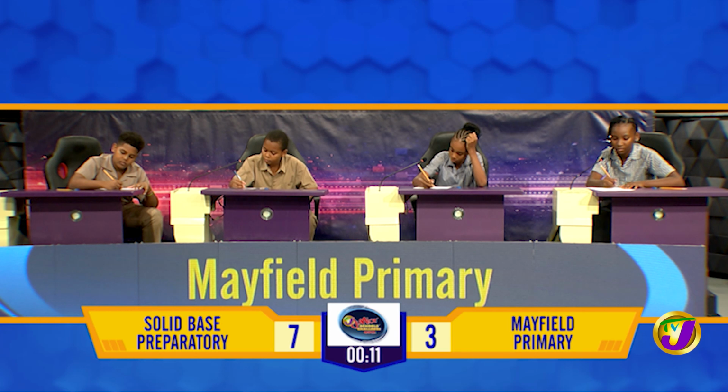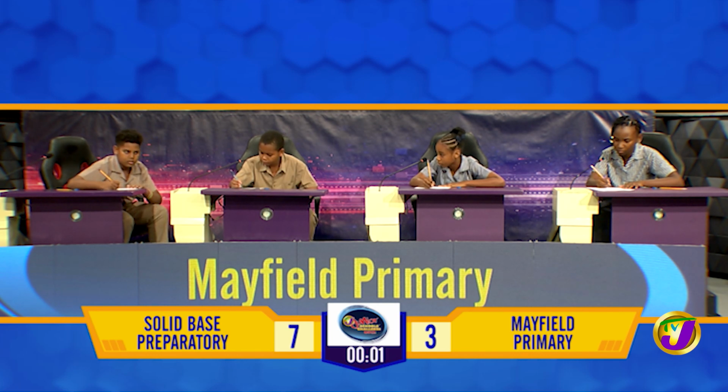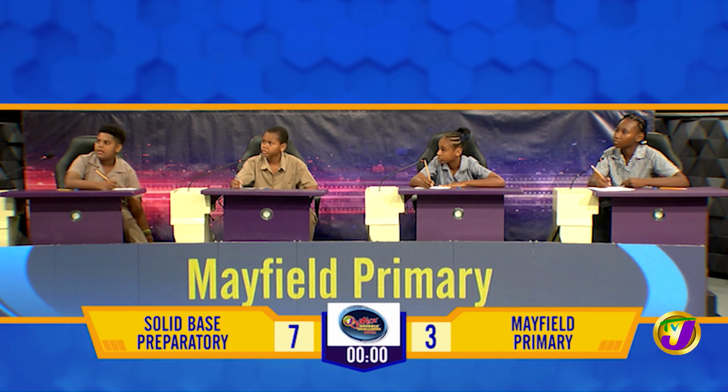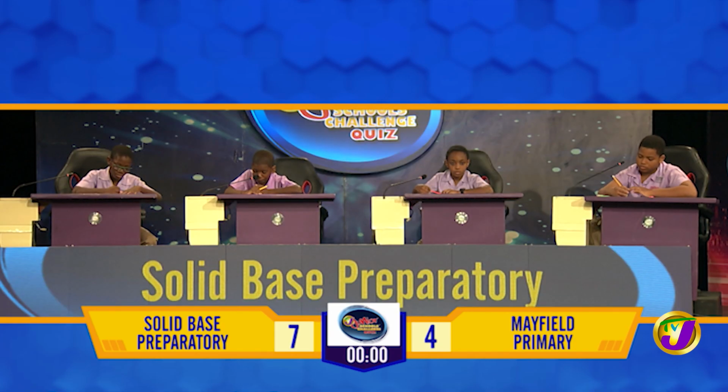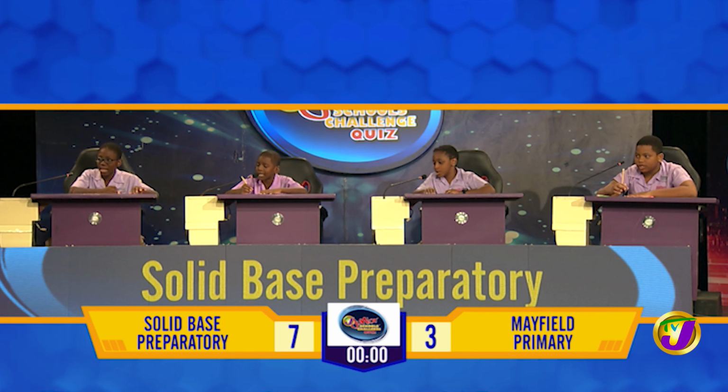Mathematics, Mayfield. What is 776,112 rounded to the nearest 10,000? 780,000. Correct. Mathematics, Solid Base. Incorrect, 770,000. Mathematics. What is 812,345 rounded to the nearest 100,000? 800,000. That is correct. Jamaican affairs, and we don't have time for any more questions.